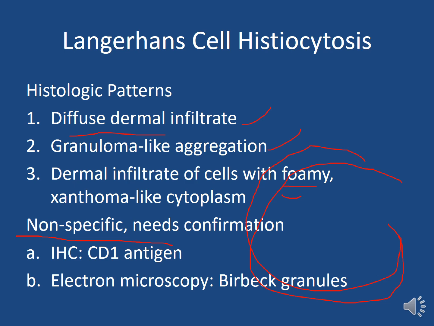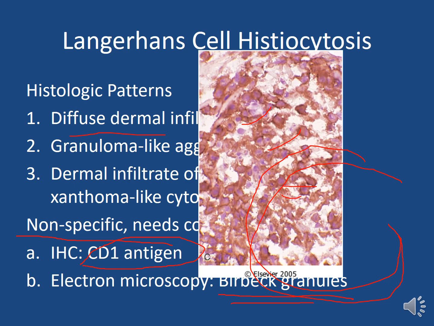Immunohistochemical staining with CD1 antigen, and on electron microscopy, present in the neoplastic cells are these structures, Birbeck granules, which are specific for the neoplastic cells in this condition. This is an immunostaining picture showing positivity of the neoplastic cells with CD1 antigen. The golden brown pigments are the CD1 antigens.